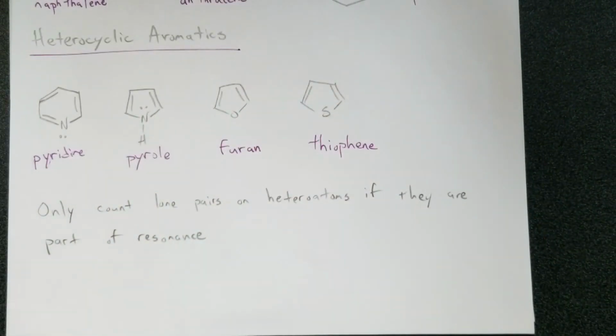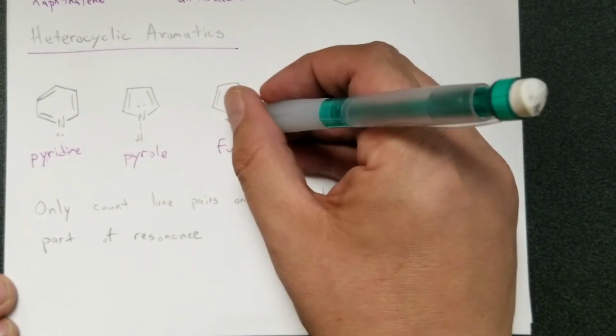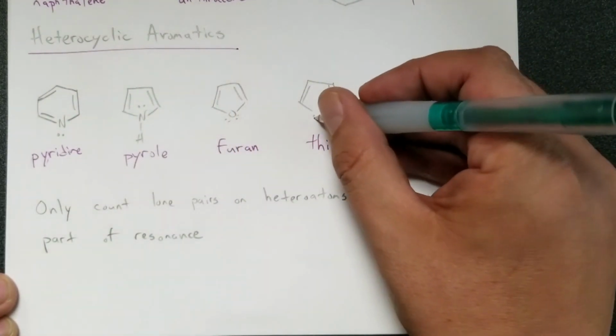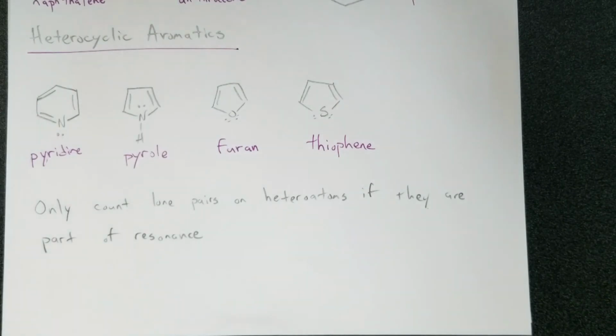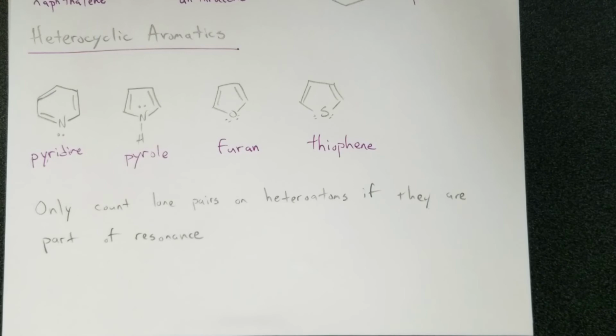So I take a look at these compounds and think about, okay, am I going to have to move some lone pairs here to get the full 360 resonance? So what about the first one? Pyridine. Do I need to use that lone pair on nitrogen to get the aromatic resonance here?